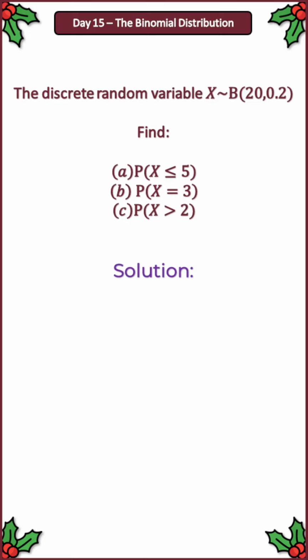So for this question, as we can see here, we have the discrete random variable X, which follows a binomial distribution. N is equal to 20 and p is equal to 0.2. The question then asks us to find the following three probabilities here.